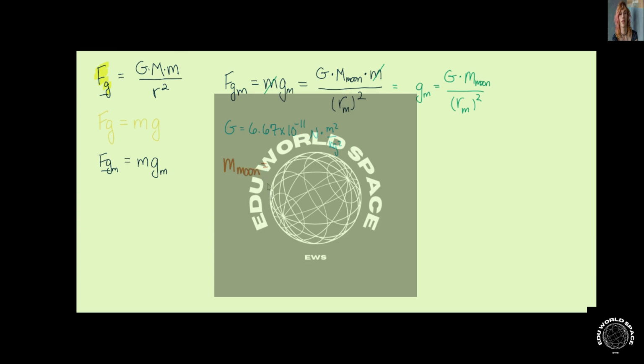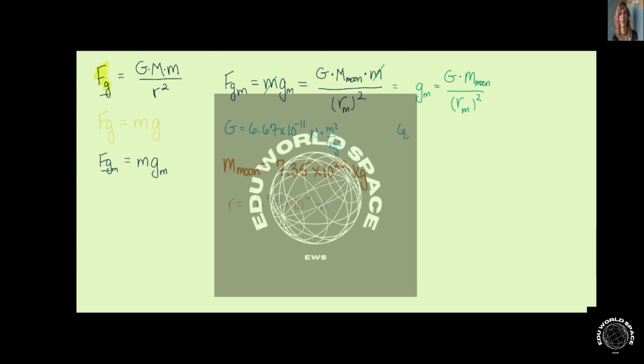All right. And then the mass of the moon can be sourced as 7.35 times 10 to the 22nd, right? Big number. The radius of the moon is also going to be 1.74 times 10 to the 6th. This is going to be in meters. And our mass of the moon is going to be in kilograms, right? So we can go ahead and plug this in.